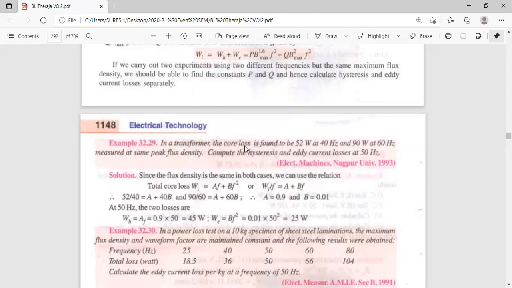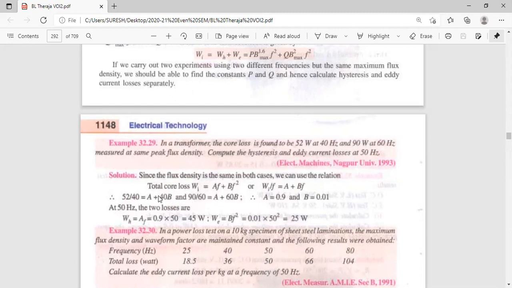Now write down the total iron loss. See here, the core loss. Core loss means total iron loss is 52 at frequency 40. That is the first case. The second case is 90 watts iron loss at 60. In this formula, we substitute two times. In the first case, 52 divided by 40 is equal to A plus 40B. Let it be equation 1. Now again substitute 90 and 60. In the second case, 90 is the iron loss, so 90 by 60 is equal to A plus 60B.